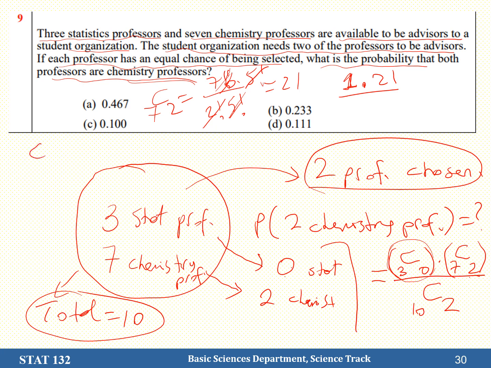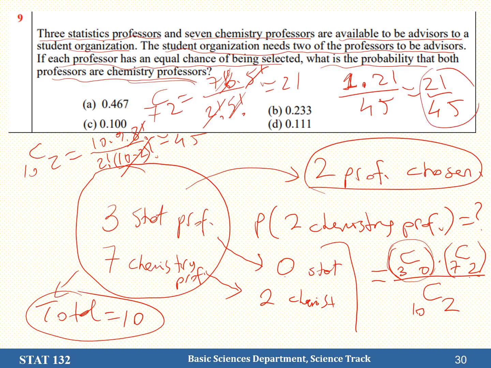Okay, 10 choose 2. This is 10 factorial, 10, 9, 8 factorial divided by 2 factorial times 10 minus 2 factorial, which is 8 factorial. So 8, 8 cancel, so you can calculate this is 45. So this will be just 21 over 45. I think here it will correspond to A.